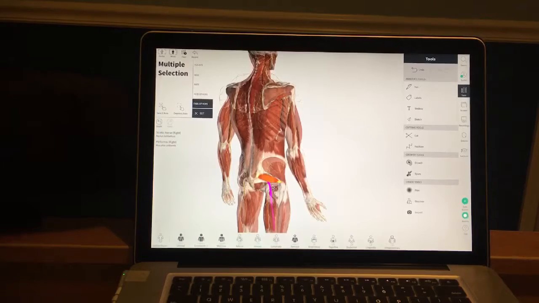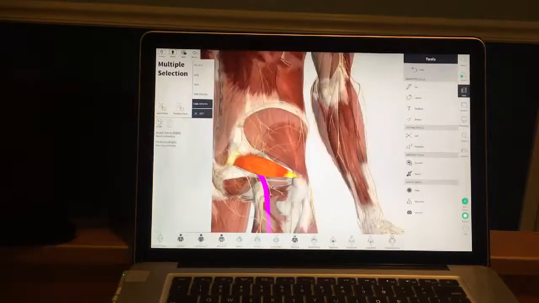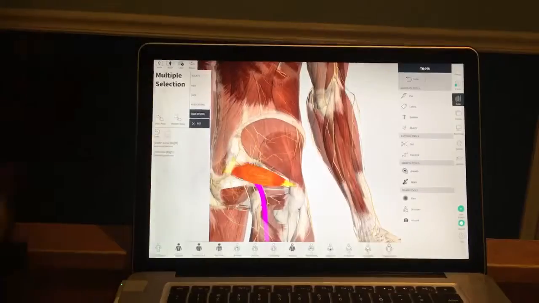Okay. So oftentimes we get a trigger point right in here. You can self-treat your piriformis with a tennis ball or a lacrosse ball. You can also use a foam roller.